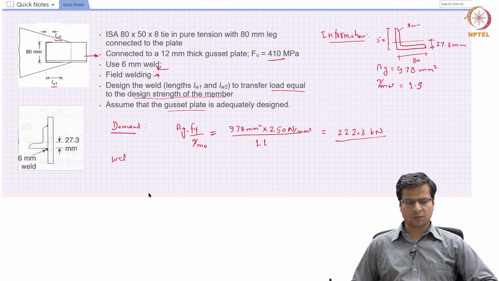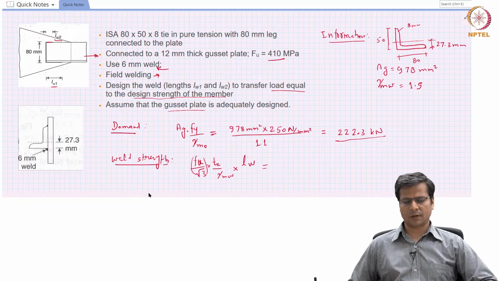So the weld strength is equal to, for a fillet weld, no matter whether it is longitudinal or transverse, according to the Indian code, we use only this strength: Fu divided by root 3, multiplied by Te, the throat thickness, divided by gamma mw, multiplied by Lw, the length of the weld. Fu divided by root 3 is nothing but the ultimate stress in shear. That is what we use for all types of fillet welds as per the Indian code.